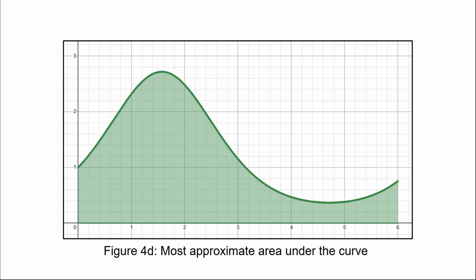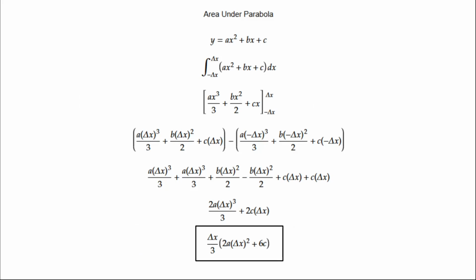Now, in order to actually use this information, we need to derive some sort of formula. So we'll start with a general formula for the area under a parabola. That's given here as the definite integral of the standard form of the parabola from negative delta x to delta x, which gets us this kind of weird equation at the bottom.